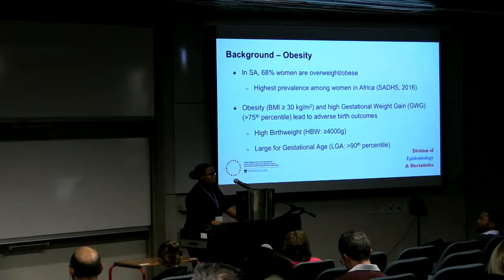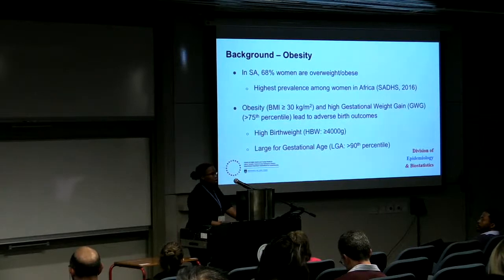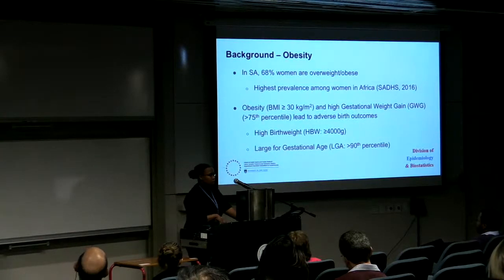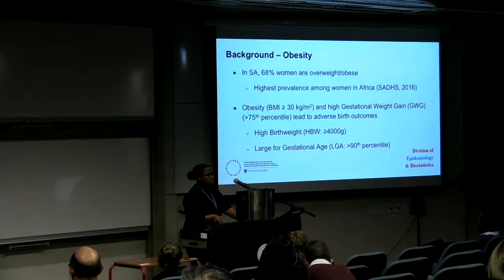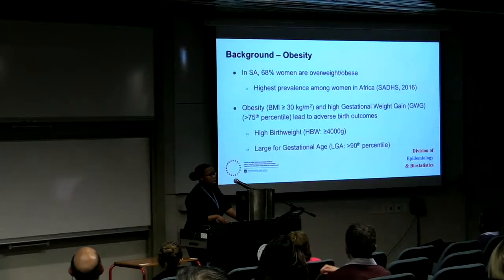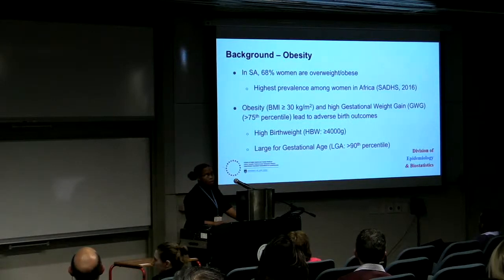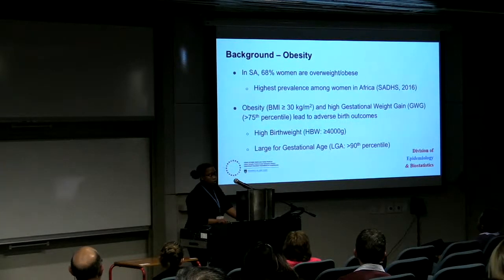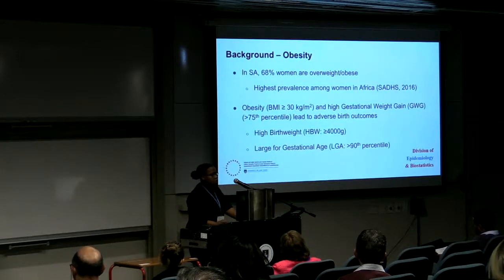So obesity is a major public health concern in women, especially in our context. In South Africa, almost 70% of women are overweight or obese, and this is the largest prevalence in Africa. So in pregnancy, obesity, which is a BMI of greater than or equal to 30, and high gestational weight gain, which is a pregnancy weight gain that is greater than the 75th percentile, have both been shown to be associated with adverse birth outcomes, which are in a similar direction. These birth outcomes include high birth weight and large size for gestational age infants.